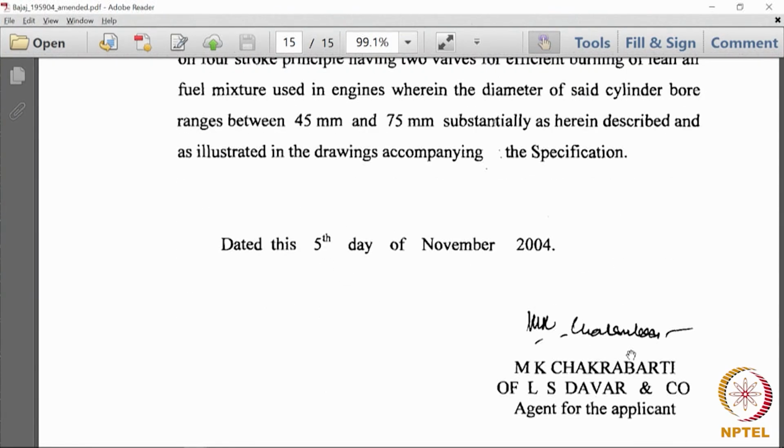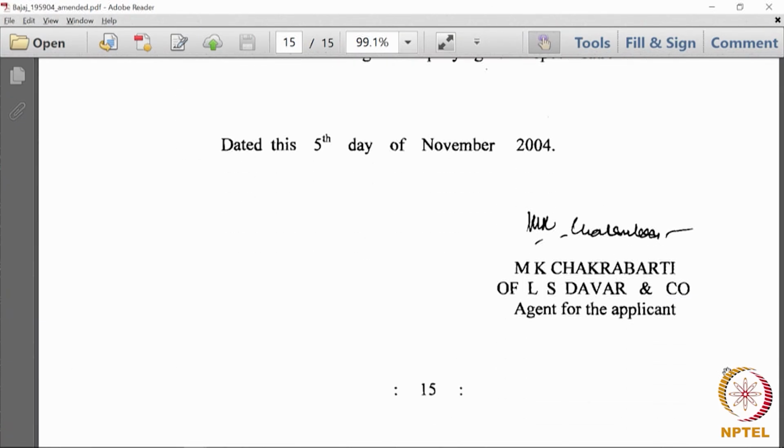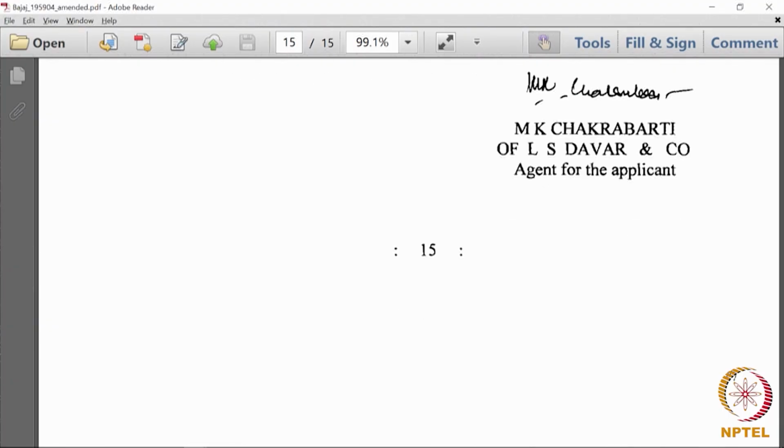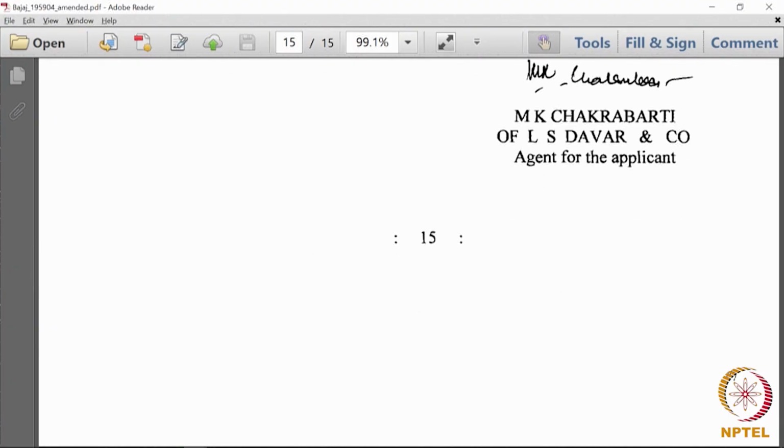So you have the signature of the agent. If the inventor is filing in his own name, then it will be the inventor's name. And the signature and date, which again Form 2 had mentioned, shall end with the date and the signature.